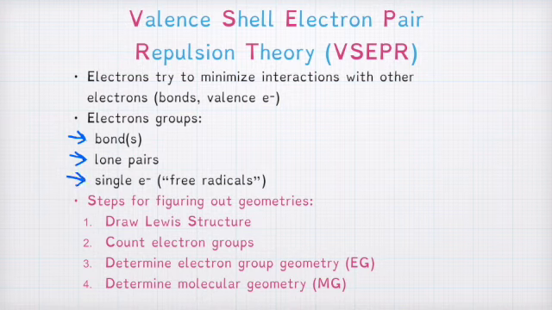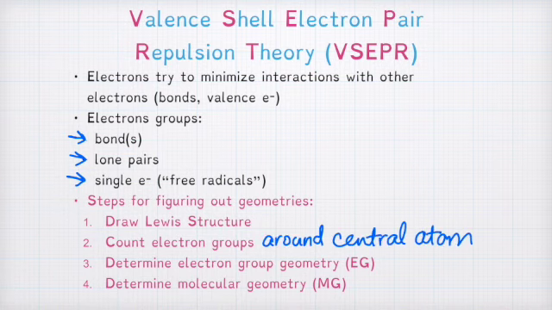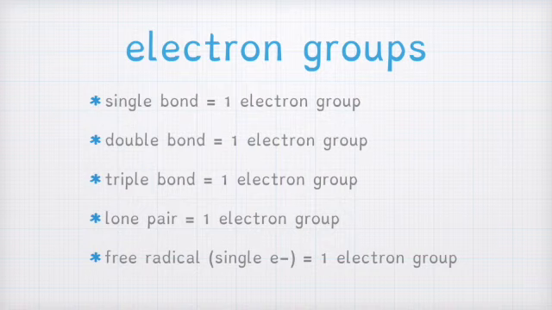The general idea is that the first thing you do when you want to find a geometry is draw your Lewis structure, as we've discussed, and then you count how many electron groups you have around your central atom. Once you know how many electron groups you have around your central atom, you can then determine what we call the electron group geometry, and then from that determine the molecular geometry. Because knowing how many electron groups you have is what allows you to determine your geometry, it's really important that you know what constitutes an electron group.